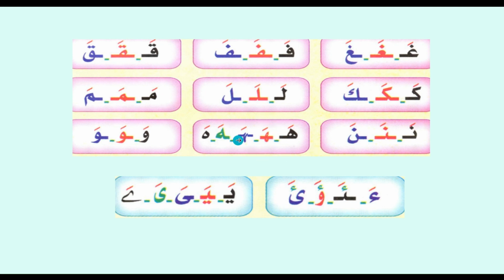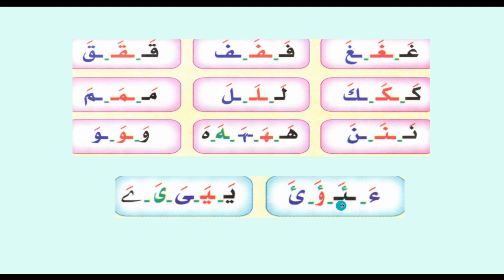So in ha, you can find an extra shape here, just like a V. You can say it's like a V, and this shape only comes in the middle of the word, just like this one. Okay. Now, wow, Hamza.